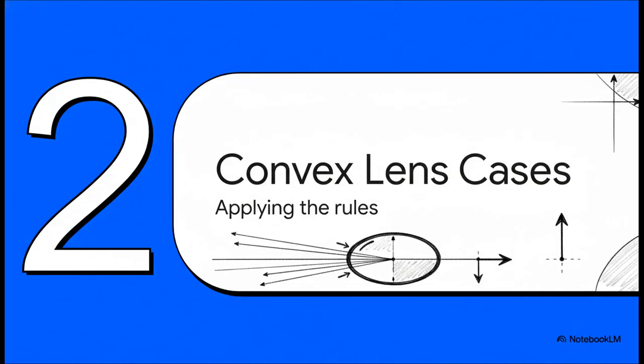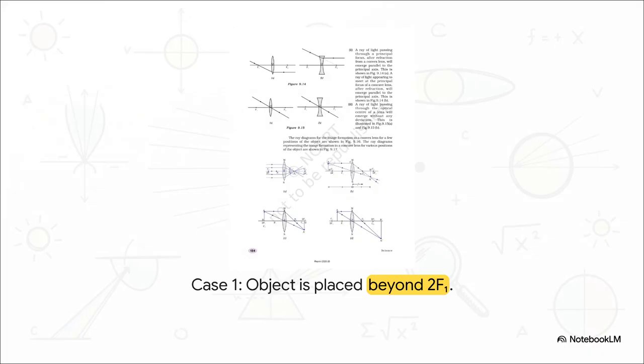All right, so we've got our 3 golden rules. Now let's actually put them into action and see what kind of images a convex or converging lens can create. This is where the fun starts. Let's start with our first case. Picture an object placed pretty far from the lens, somewhere beyond 2F1. Now we just use our rules.